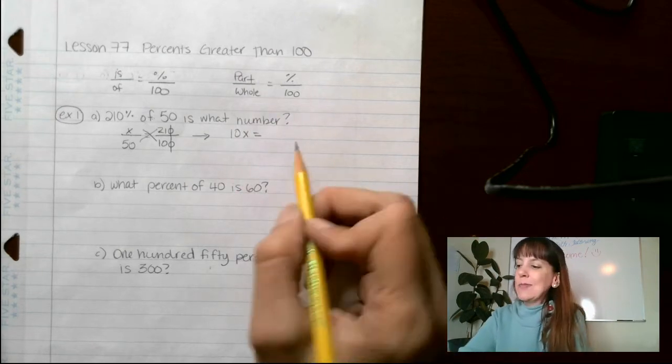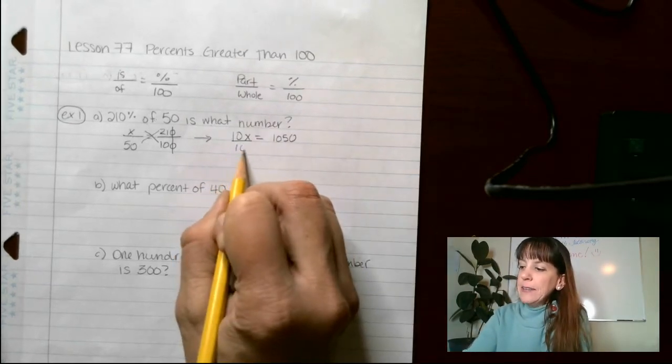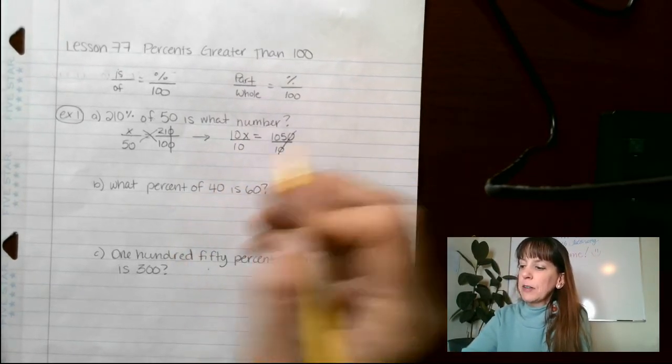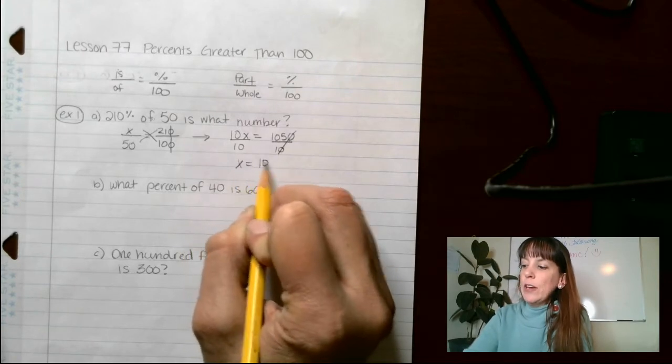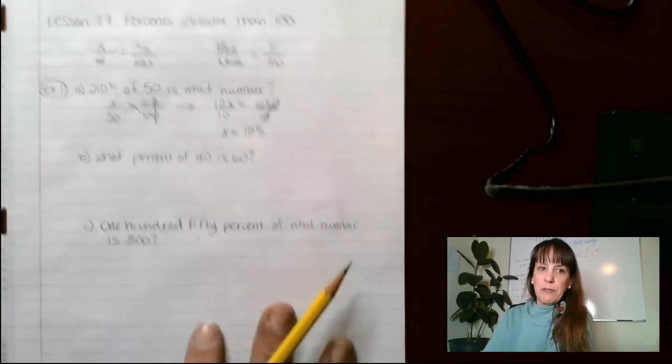That gives us 1050. Divide both sides by 10, lob your zeros off, x equals 105. So 210% of 50 is 105.